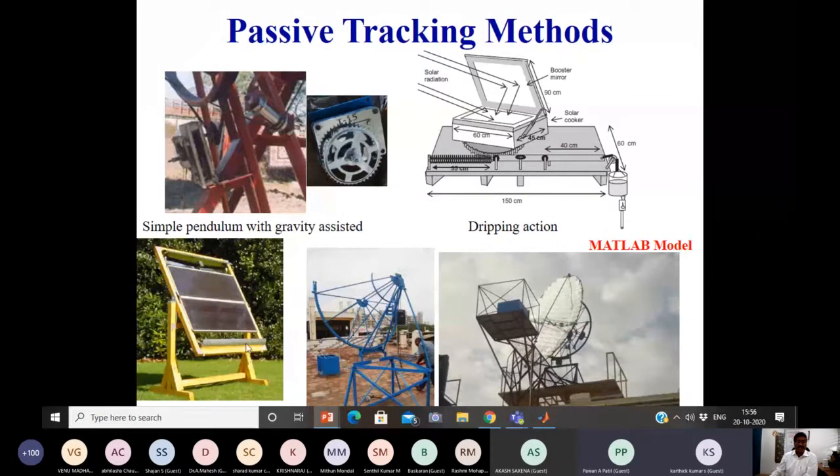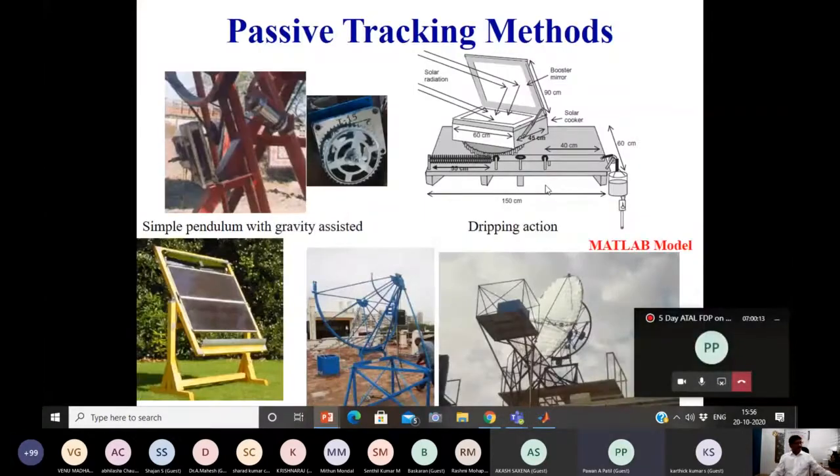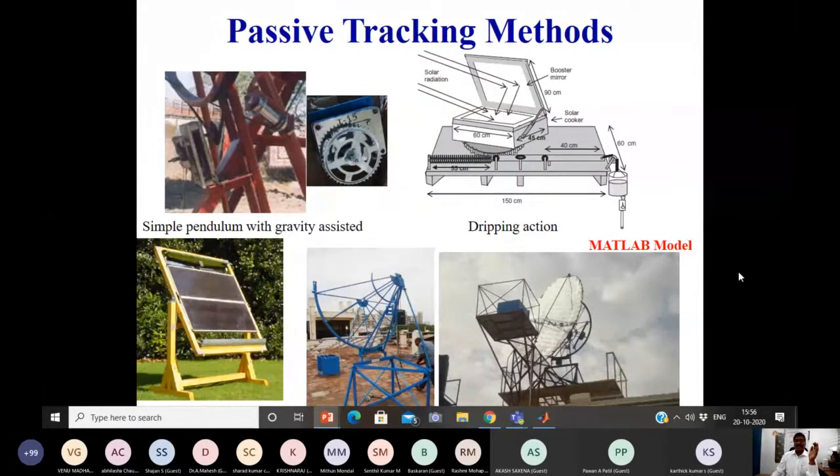Or bimetallic strips. Bimetallic strips also we can use to develop this type of passive tracking system, because in a bimetallic strip, due to the difference in linear coefficient of thermal expansion, some deviation will come. That deviation can be transferred to the collector so that the collector will change.